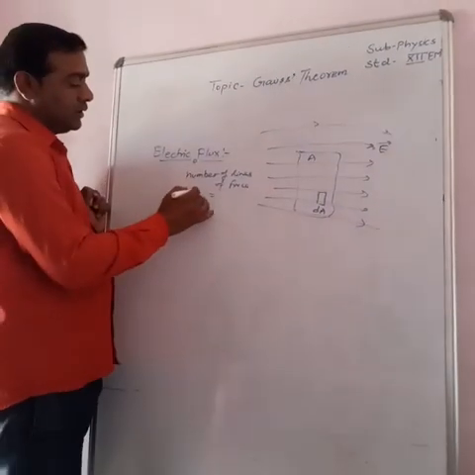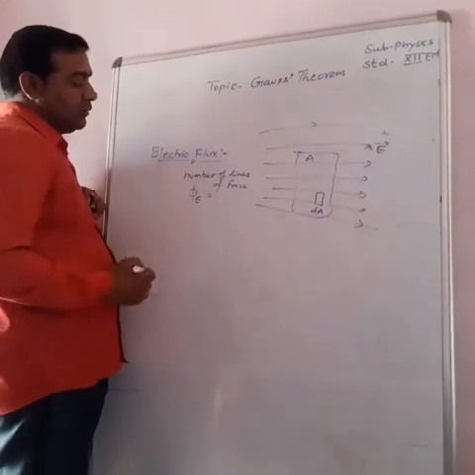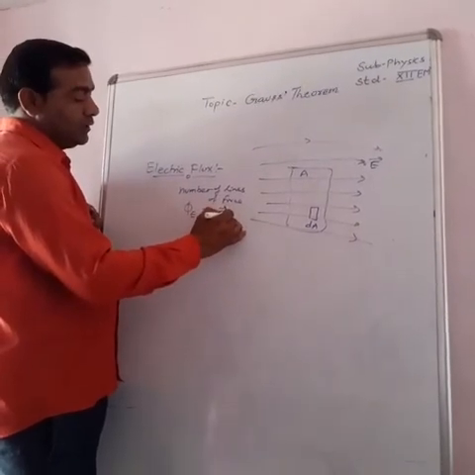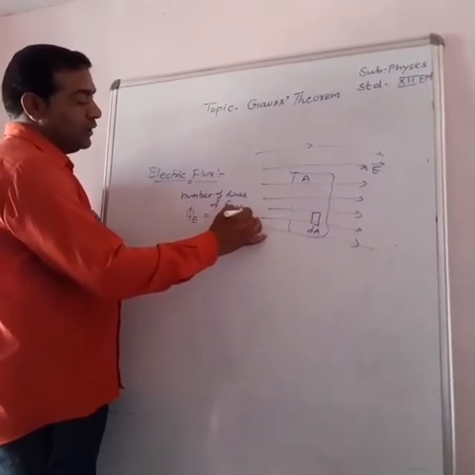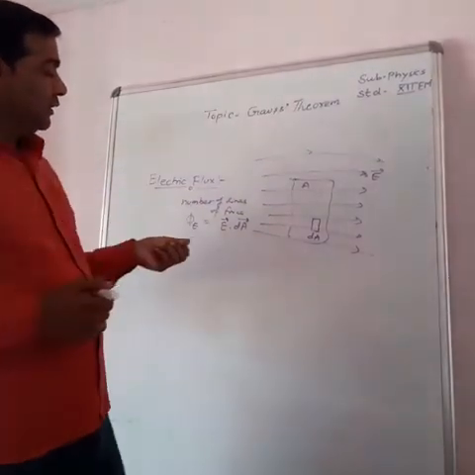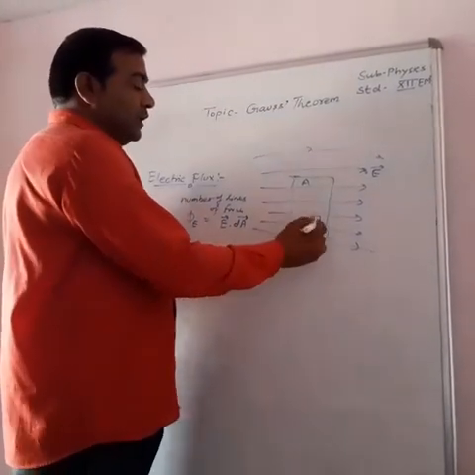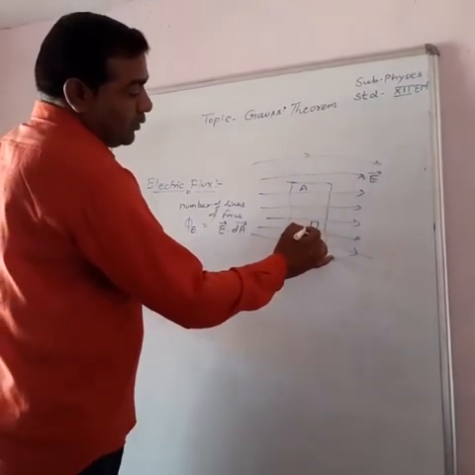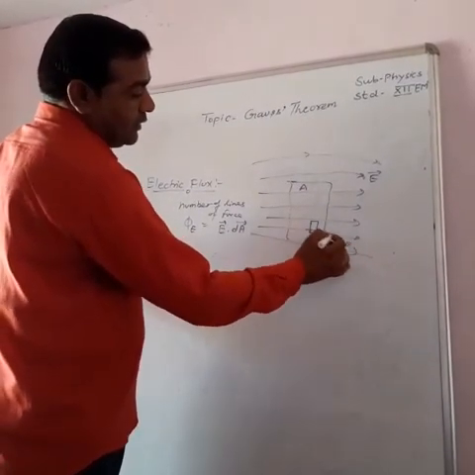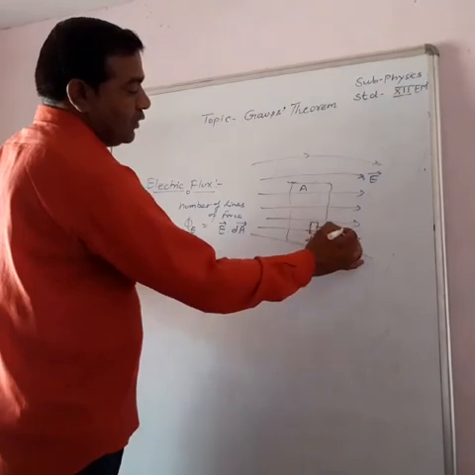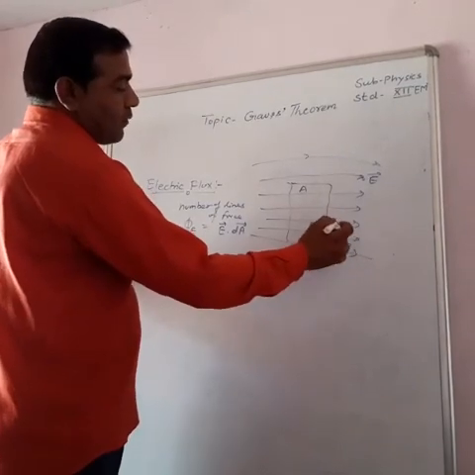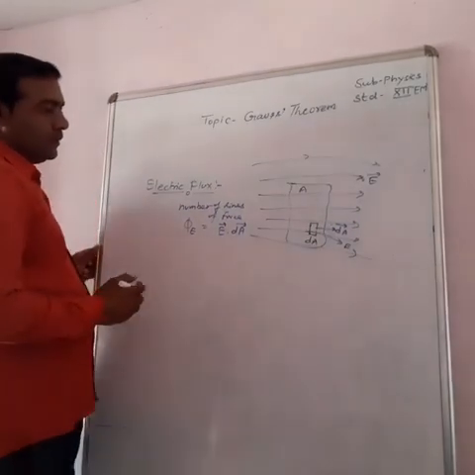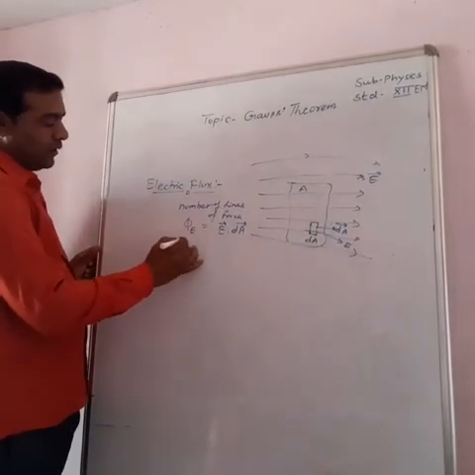And electric flux is represented by phi, and the formula for electric flux is equal to E dot dA. Here E is the electric field and dA is the taken area vector. For this area vector, if the direction of E is like this, then dA is equal to this. This means outward normal.